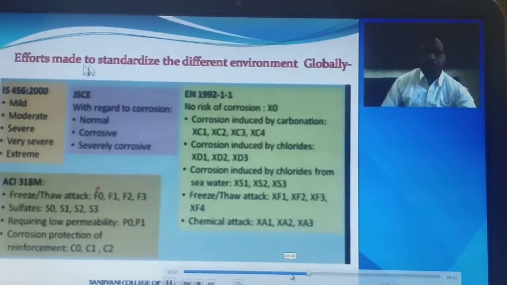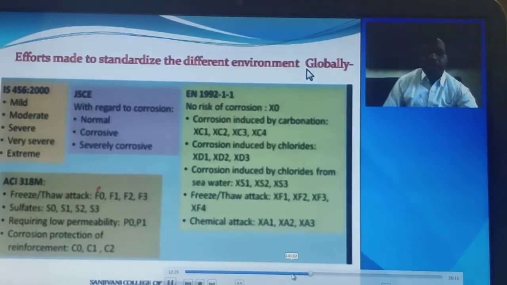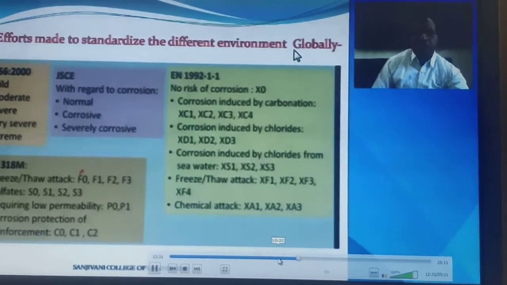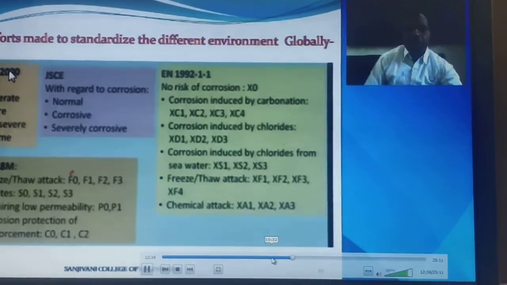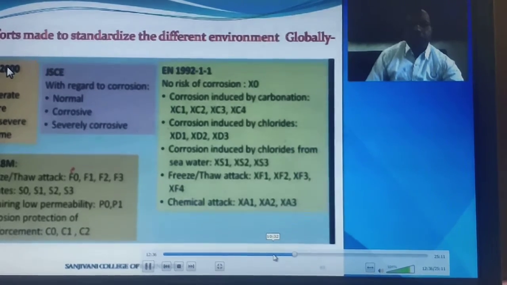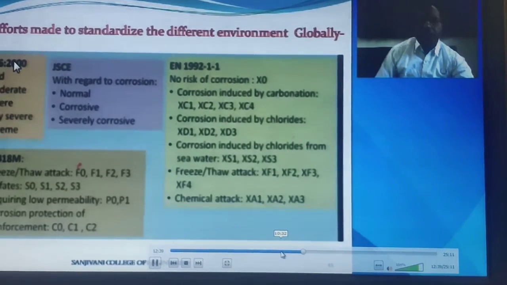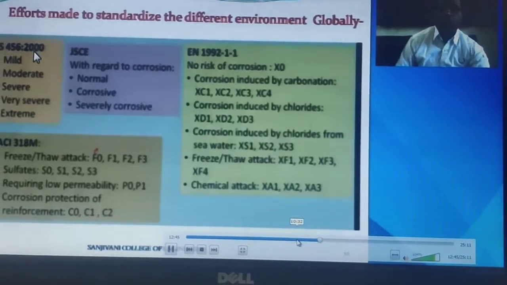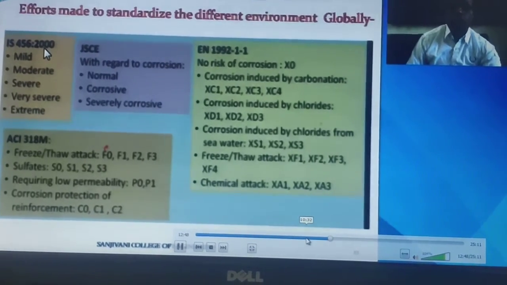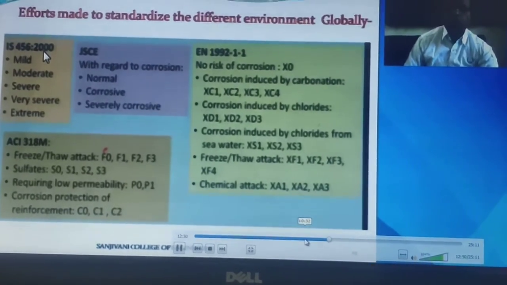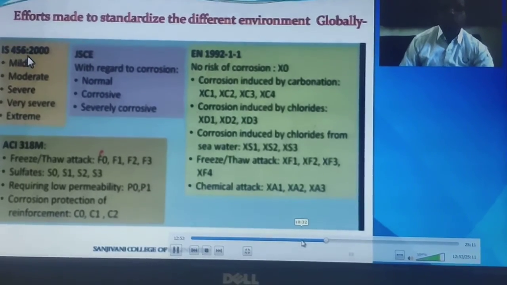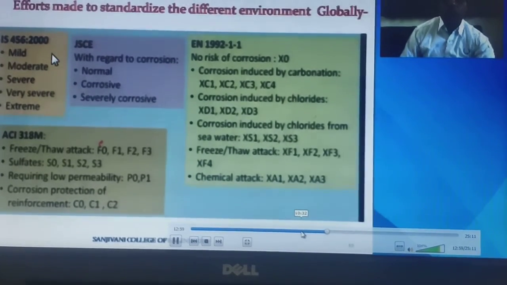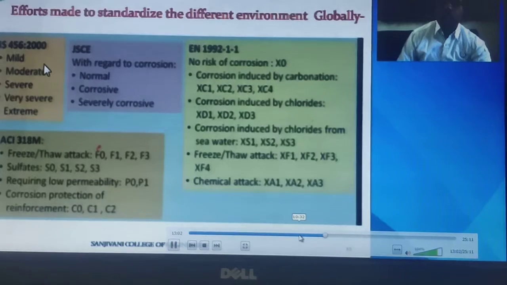Therefore, efforts have been made to standardize the different environments globally. Many countries have made efforts to standardize them. In India, previously in our IS code, durability was not considered before 2000. When we revised the IS code, IS 456:2000, we modified it by considering durability. This Indian Standard 456 shows the different environmental conditions depending upon our country.